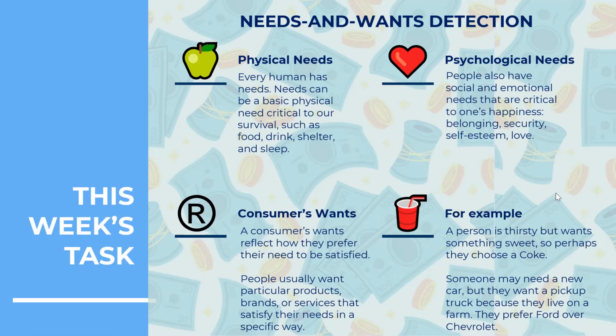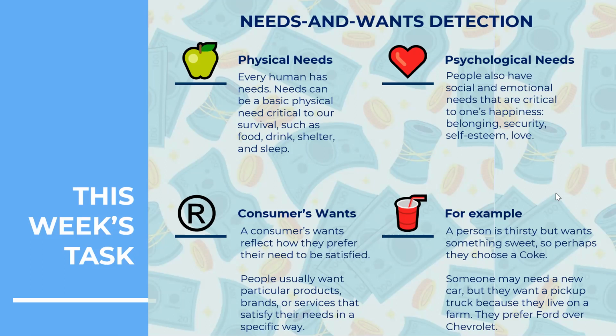And we also have consumers' wants. This specific type of want, consumers' wants, is how people prefer their needs to be satisfied. What does this mean? People usually want particular products or brands or services that will satisfy their needs in a very specific way. It's like when you go to the supermarket and you have 10 types of cookies, but you or your mom are like, no, I'm going to get this one because I've tasted them and they're the best. That is a want. Maybe you have the need for food, but your specific want regarding how you want that need to be satisfied is through that very specific brand or type of cookie.